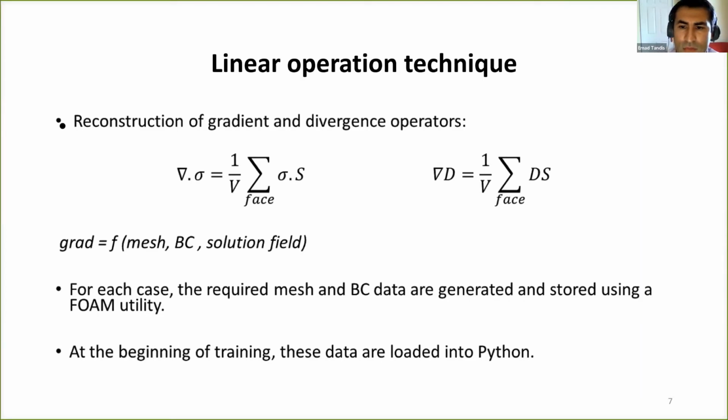So in the finite volume, in the Gauss scheme at least, the divergence and gradient are defined in this way. And looking at the formula, we can notice that grad and divergence are functions of mesh data, boundary condition, and solution field. The solution field is actually predicted by the network, but we need to have access to this data. In order to do that, we have created a simple utility in OpenFOAM to generate the required data from the mesh and boundary condition, and save them on the disk, and a Python script to load them before training starts.